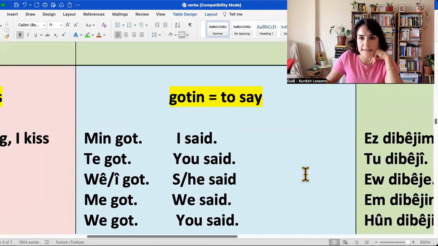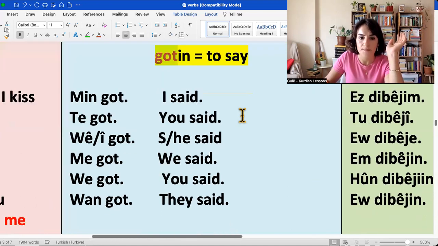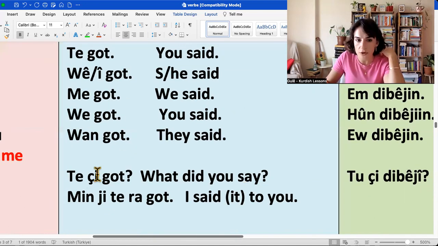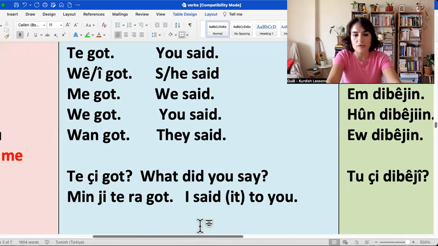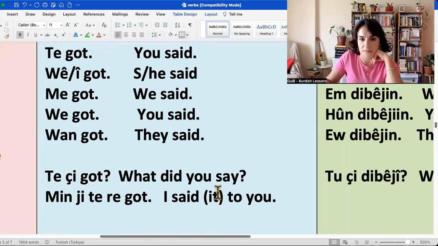And goten is to say, the past stem is got. So basically you say min got, ta got, and so on. Or chi got, min shtara got, I told you, or what did you say, min shtara got.